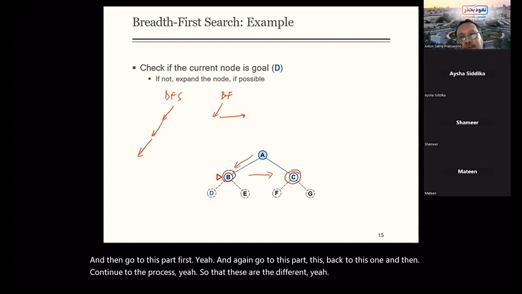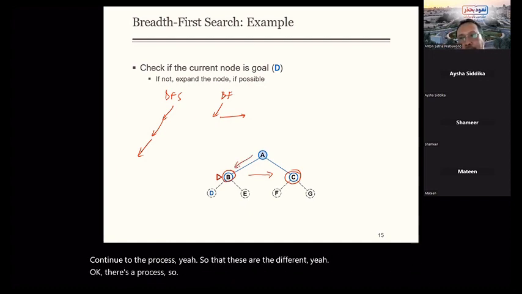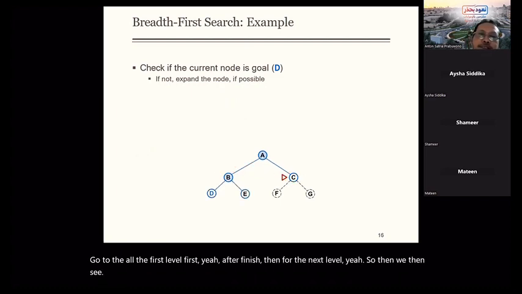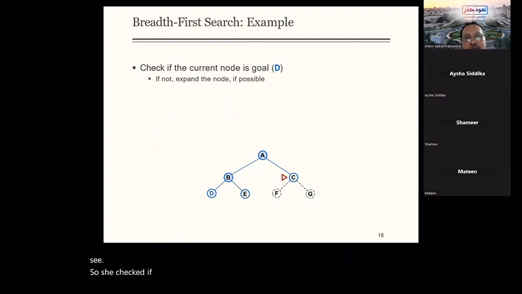Okay, it's a process. So go through all of the first level first. After finishing, then go to the next level. So B, then C. Check C; if it is not the goal, then expand the node. B and C are not the goal, right? Because the goal is D. So then we have to check the next level, the branches of B.